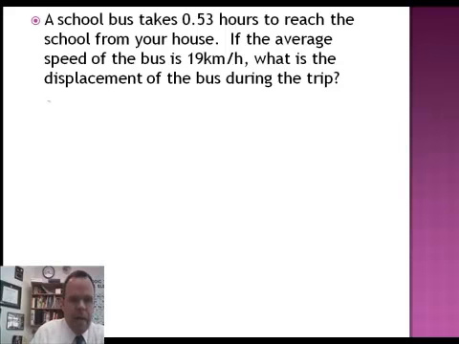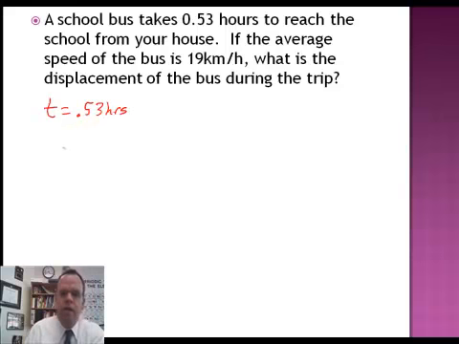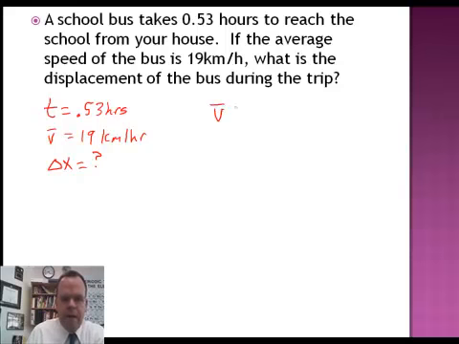So I'm going to start by writing out my variables. Time, 0.53 hours. This is where knowing the units that go along with every variable is so useful. If you know that hours is a time, we know that's a time variable. Speed, or average velocity, doesn't have a direction, that's why it's referred to as speed, but it fits in the equation the same way. We're looking for displacement. So average velocity equals displacement over time.